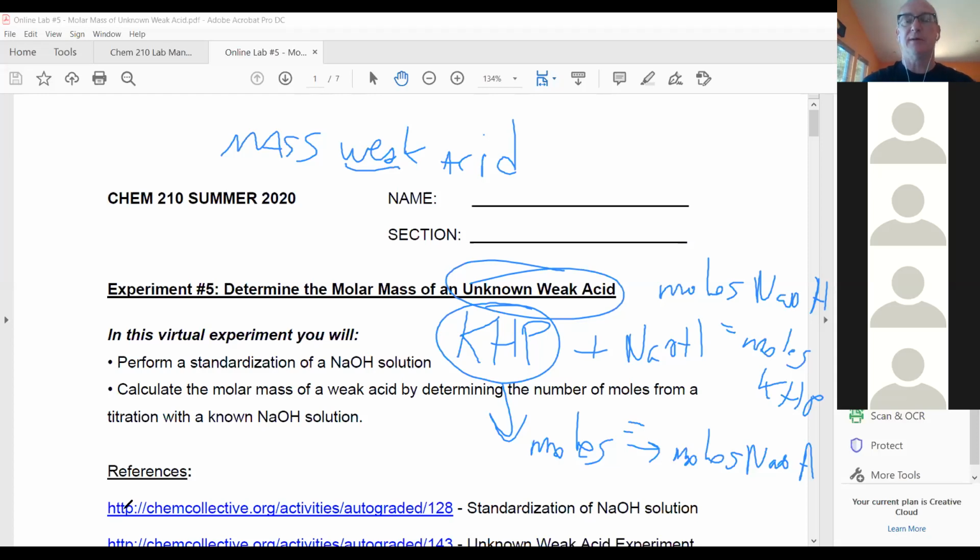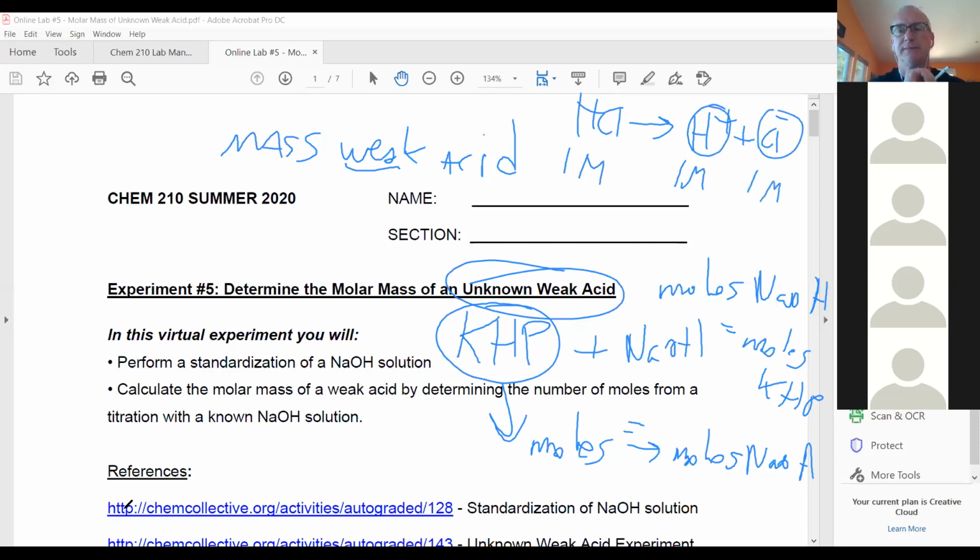That's the key. So a strong acid, like HCl, I put that in water and I get H plus and Cl minus. It completely dissociates. So if I have a 1 molar solution of HCl, I also have a 1 molar solution of H plus and a 1 molar solution of Cl minus.